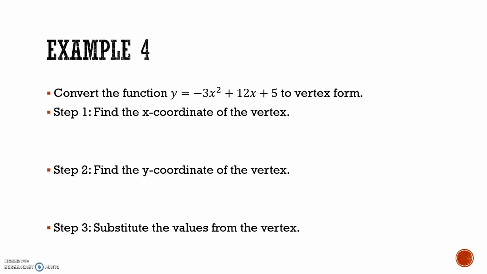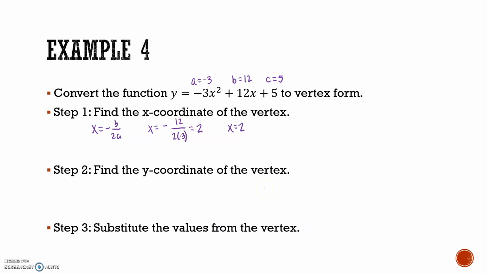So the first thing we're going to do is find the x-coordinate of the vertex. So do you remember how to do that? What formula are we using? We do x equals negative b over 2a. My a value is negative 3, b is 12, and c is 5. So I'm going to get x equals negative, and then 12 over 2 times negative 3. That would be negative 12 over negative 6, which is positive 2. So x equals 2.